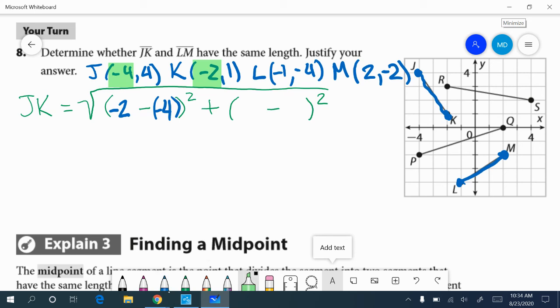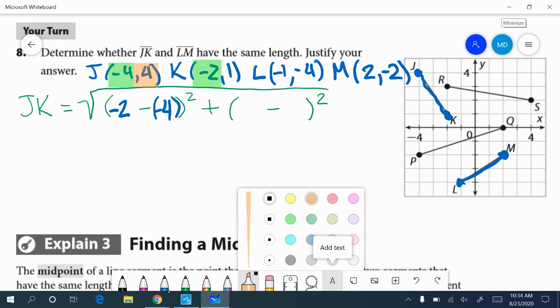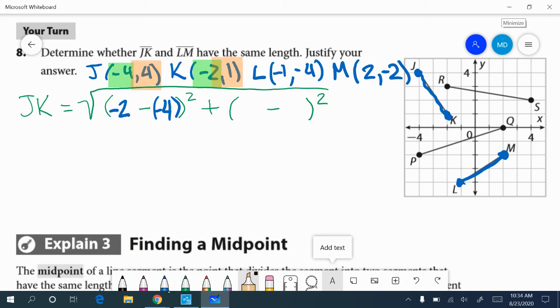And then we're going to look at our y's, 4 and 1. I have to make sure I write this in the same order, which means 1 goes first, 4 goes second. Okay, so JK equals the square root of, we got to simplify this all down. Well, -2 minus -4, drop a line, change the sign. That's -2 plus +4, which is 2, right?